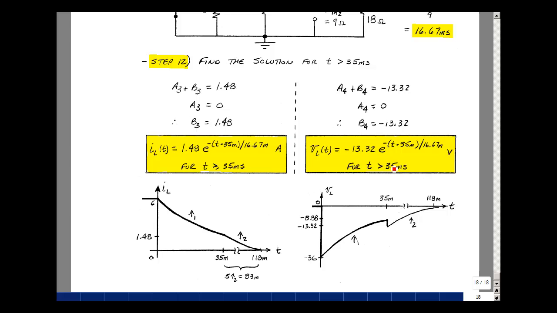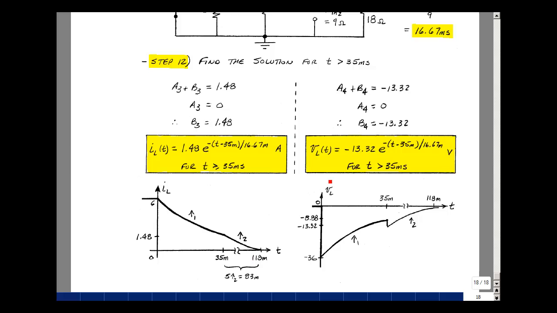Sketch that. So we saw that when t was less than 0, the current in the inductor was 6 amps, and then we had a first time constant, so we started to decay, and when we got to 35 milliseconds, we were at 1.48 amps, and now with our second equation, we'll eventually go back to 0. It'll take about 5 time constants, so 5 times 16.67 is about 83 milliseconds. So we'll come back to 0.